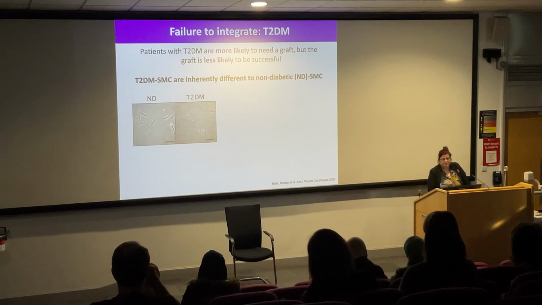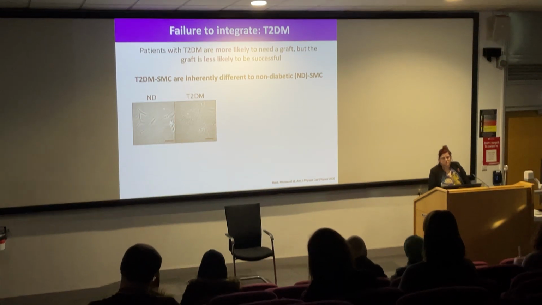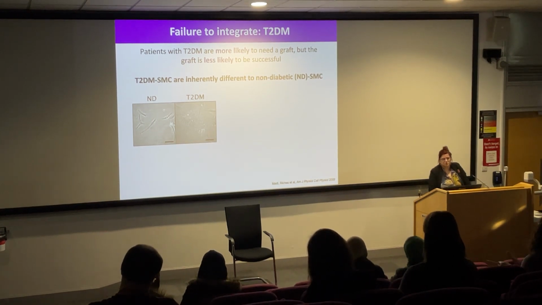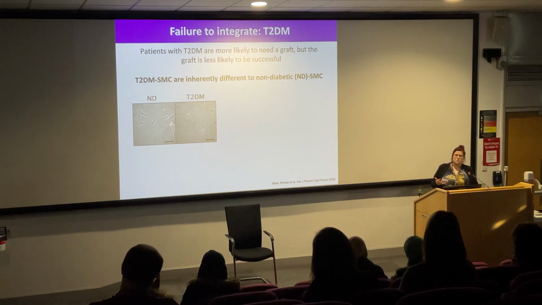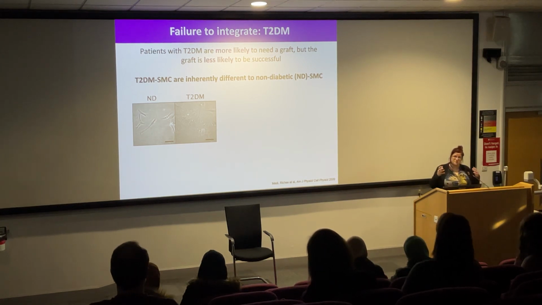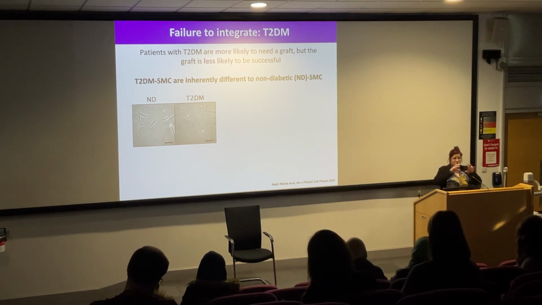But the ones that we get from patients with type 2 diabetes, you can see here, are really different. Now they're a lot flatter, which means they're more difficult to see, but they're also much bigger. If I trace around that one, for example, you can see how much bigger it is. It's lost that spindle shape morphology, which means it's going to be a lot more difficult for it to bundle together into a blood vessel wall.